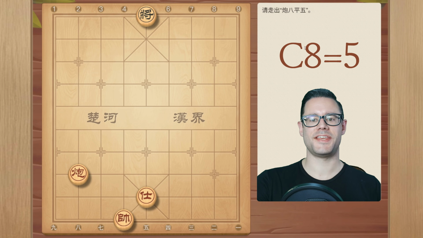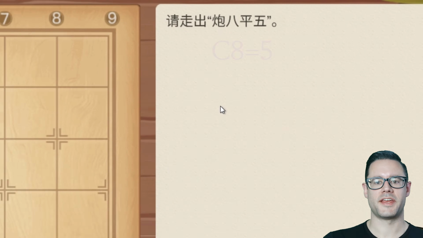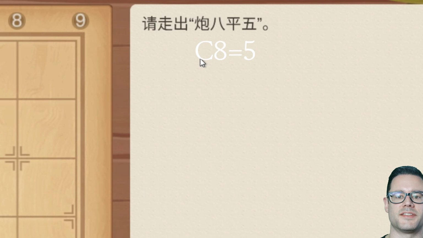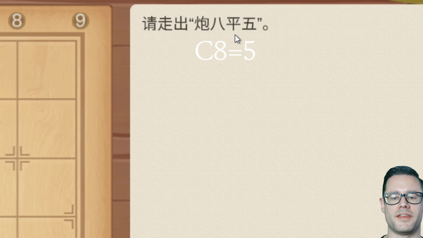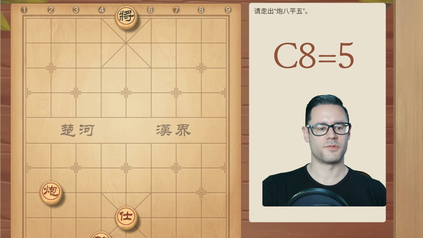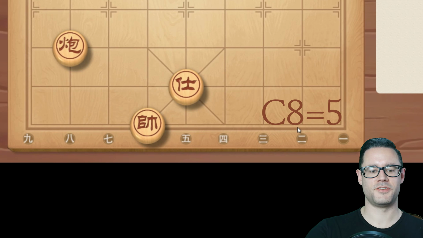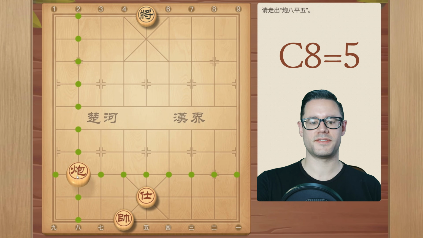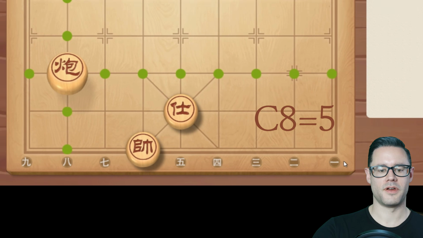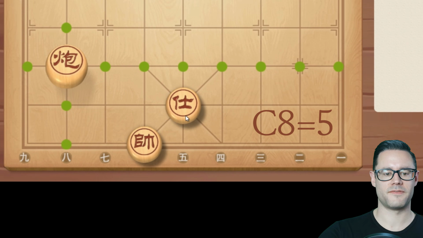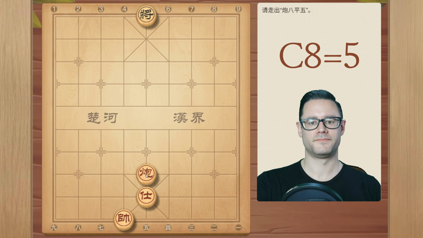All right, let's do some exercises with the notation. So we've got here C8 equals 5. In the Chinese characters version of the notation, it's cannon 8 sideways 5. So the cannon on file 8 moves sideways to file 5. There's only one cannon on the board, so that's pretty easy. But we can just count 1, 2, 3, 4, 5, 6, 7, 8. Cannon on file 8 moves sideways to file 5. 1, 2, 3, 4, 5. So that'd be this spot right here.